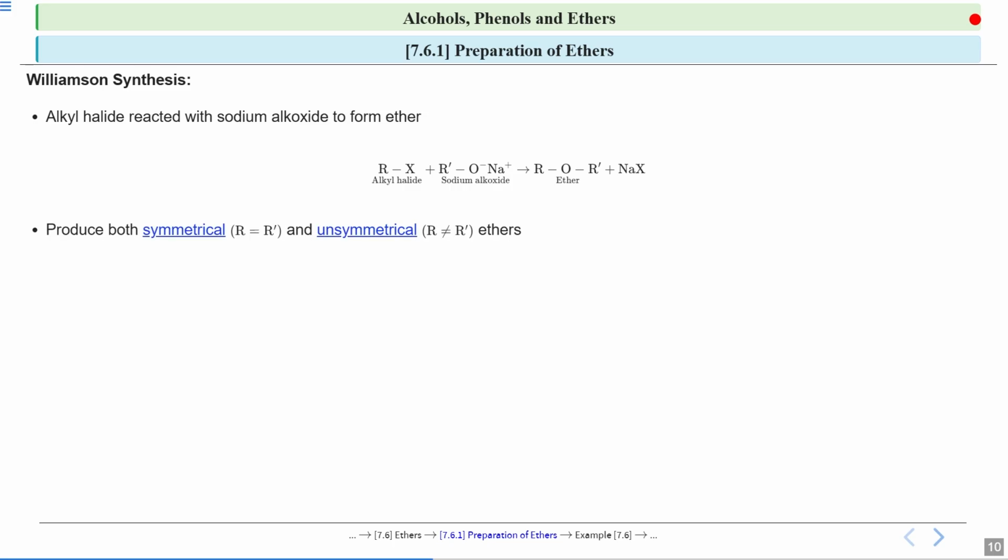Now here you can produce symmetrical and unsymmetrical ethers. If your R and R dash groups are the same, there will be a symmetrical ether, and if the groups are different, then there will be an unsymmetrical ether. Now this reaction proceeds through an SN2 pathway, that is, your nucleophile will attack from the backside. So it is going by the SN2 pathway, that is a bimolecular substitution reaction.